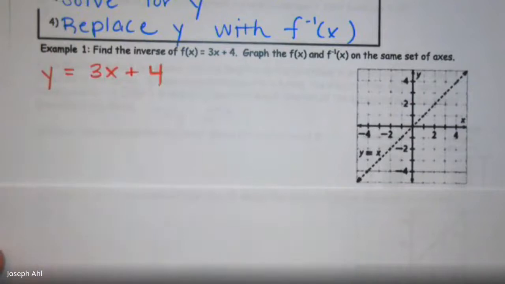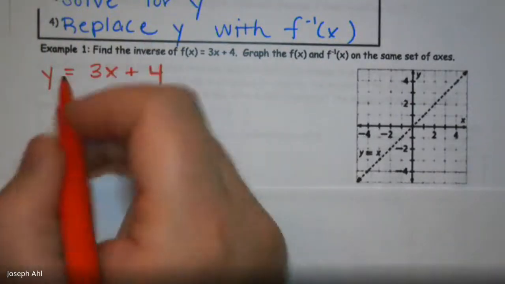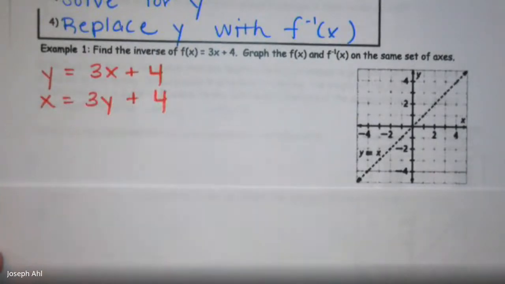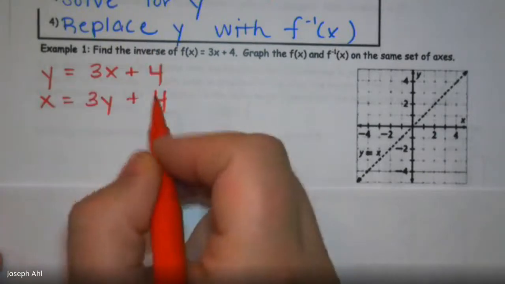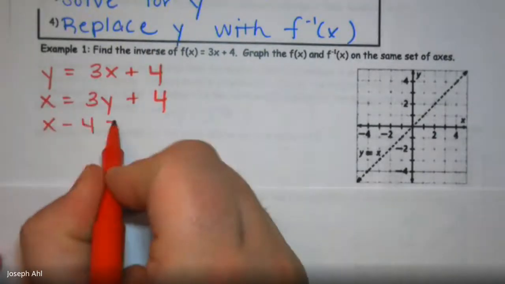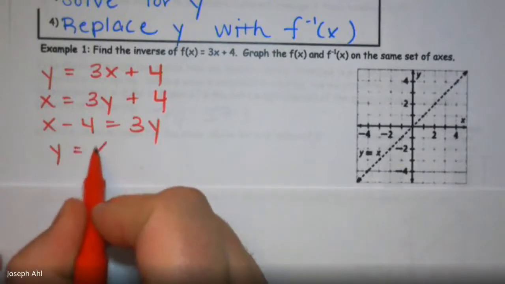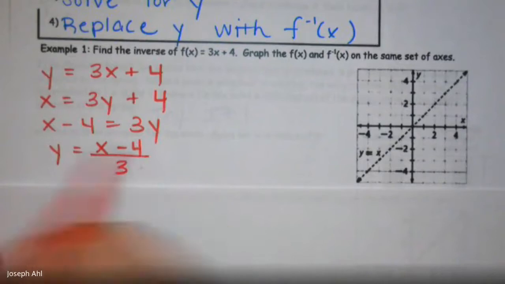So y equals 3x plus 4. From there, we're going to switch x and y, so we get x equals 3y plus 4. The first two steps take no time at all. Step 3 is most time intensive in certain examples, as now we have to isolate y, solve for y. So I'm going to do that by subtracting 4 to the other side, and then dividing by 3 to get y equals x minus 4, all divided by 3.